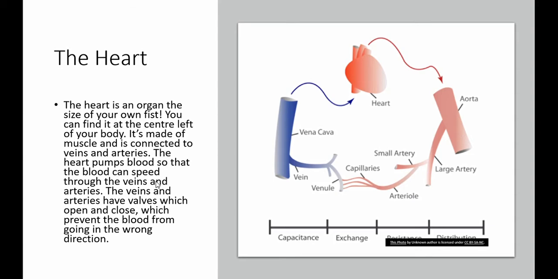The heart pumps blood so that the blood can speed through the veins and arteries. By pumping, it basically pushes the blood. Now, the veins and arteries have valves which open and close, which prevent the blood from going the wrong direction. You can sometimes feel them as your pulse or your heart beating. They're kind of the same thing. I think they're synchronized. I'm not that much of a doctor, but I'm giving you the main information here. There's a lot of information in this one, so let us continue.